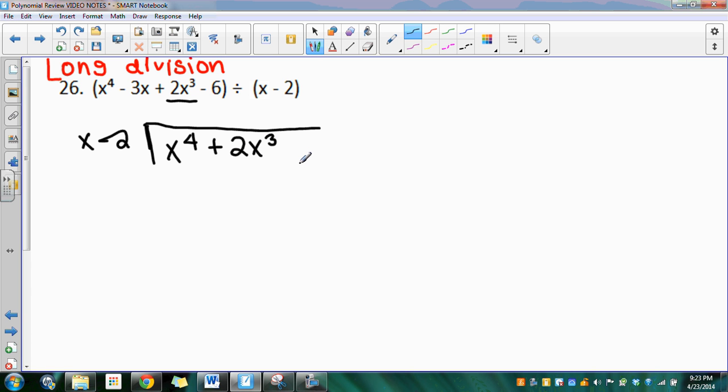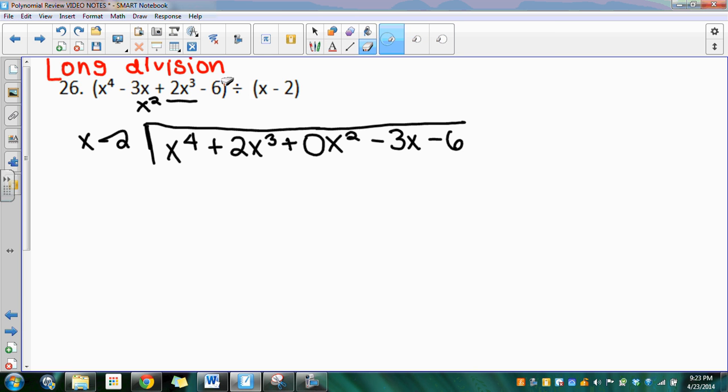So next comes 2x cubed. Notice there isn't an x squared, which means we have to make one up. So plus a 0x squared minus 3x minus 6. Let me erase this. Okay. Now let's start in with our long division.